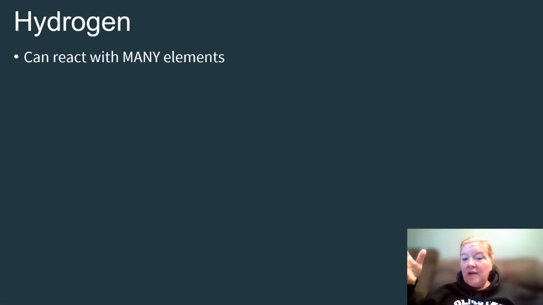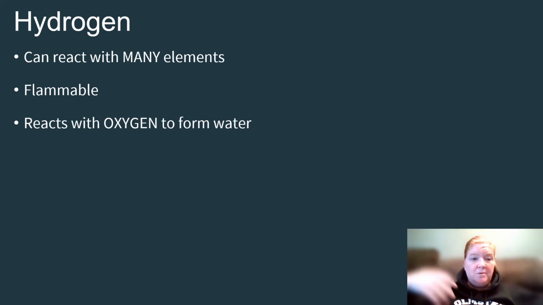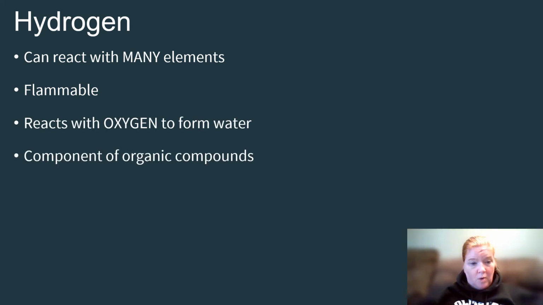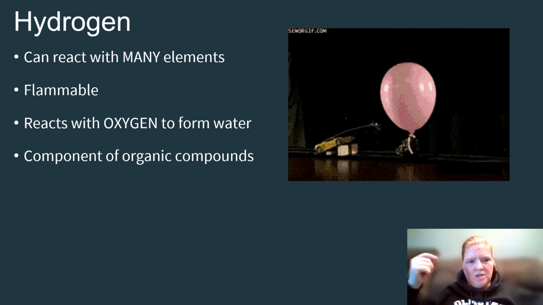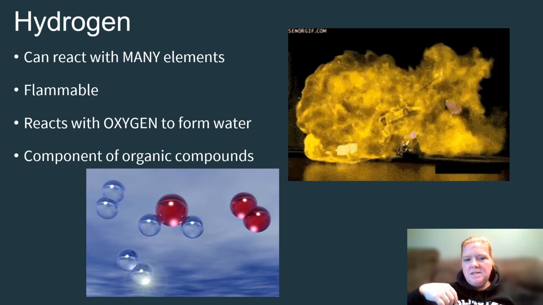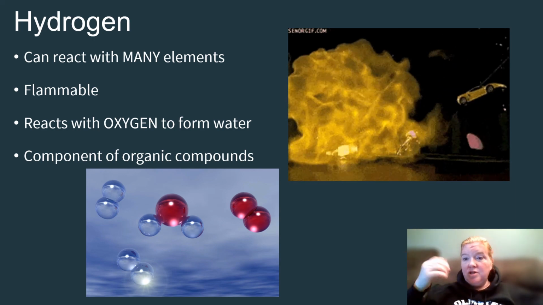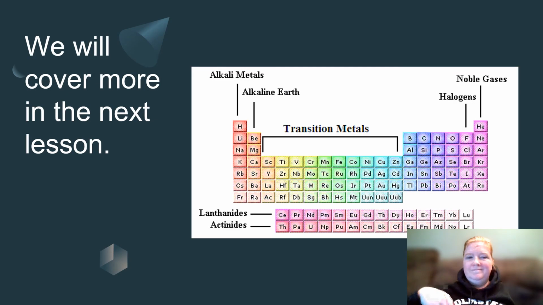So it can react with a lot of elements. In fact, it can act like one that likes to lose or one that likes to gain electrons. It's flammable. It reacts with oxygen to make water. It's a component of organic compounds. I'm going to do a whole unit on organic compounds. I took multiple courses on organic compounds. So here you can see the explosive nature of hydrogen, and here you can see it combines with oxygen to make water. In the next lesson, we're even going to look at more, so let's look at some review questions.